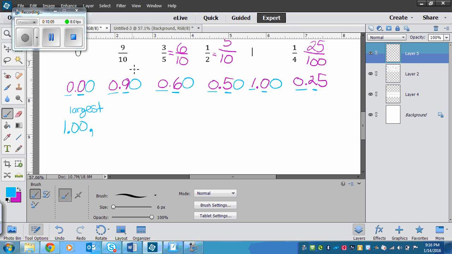Okay, so I've got a 0, I've got a 9, 6, 5, 0, and 2. So which of those is the largest number? Well, 9 is. So I would go 0, decimal, 0, 9, 0. Okay, so I'll cross that off to make sure that I know what I've just done. Then I've got 6, 5, and 2 left. So that, oh, I did that wrong.